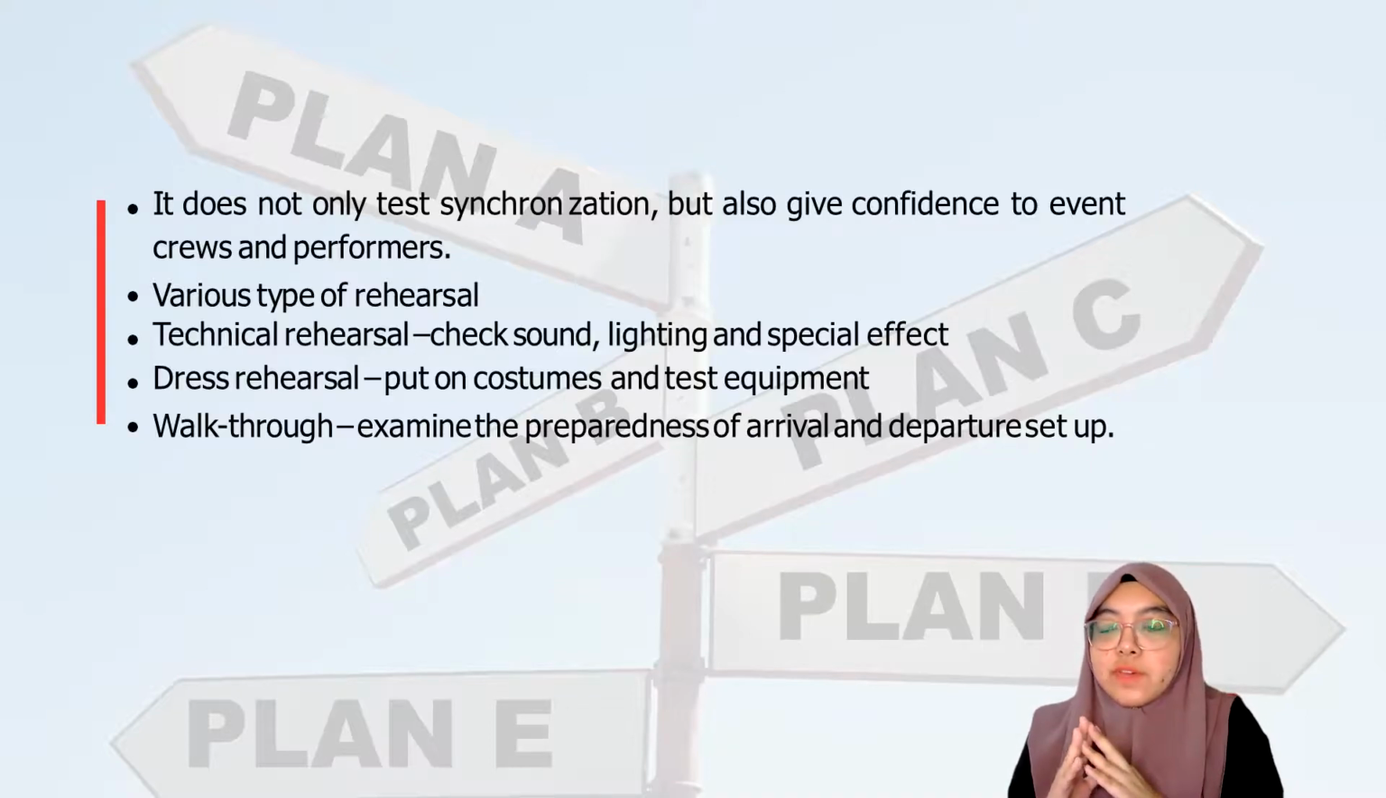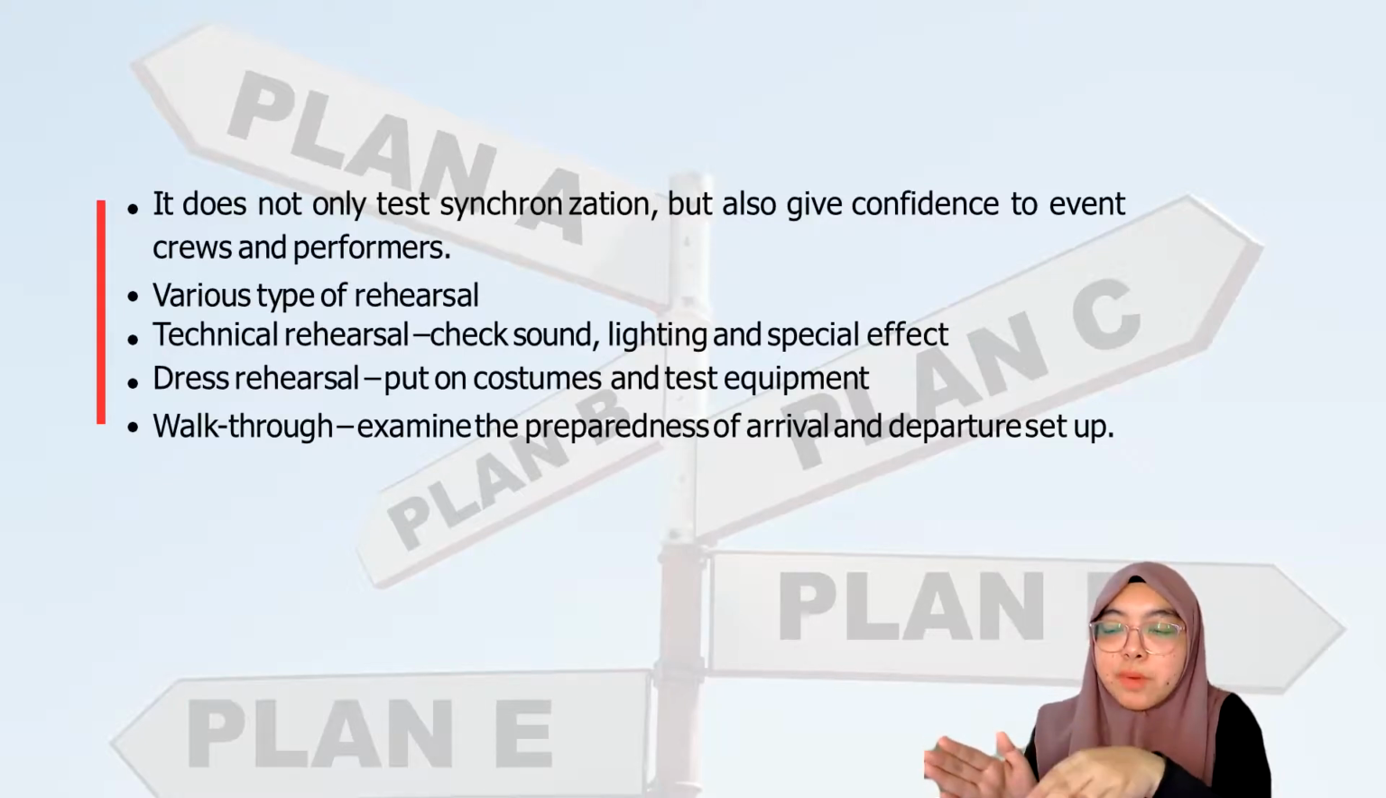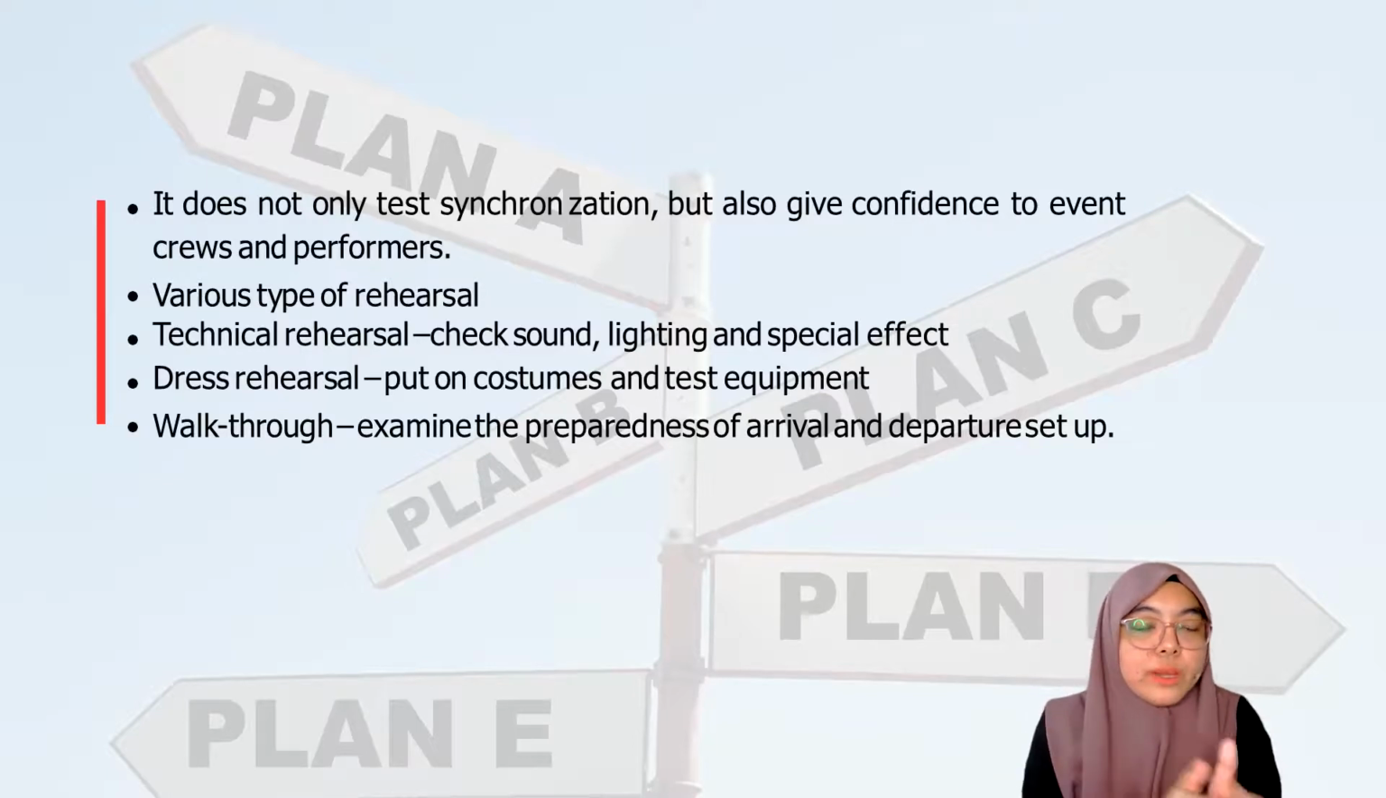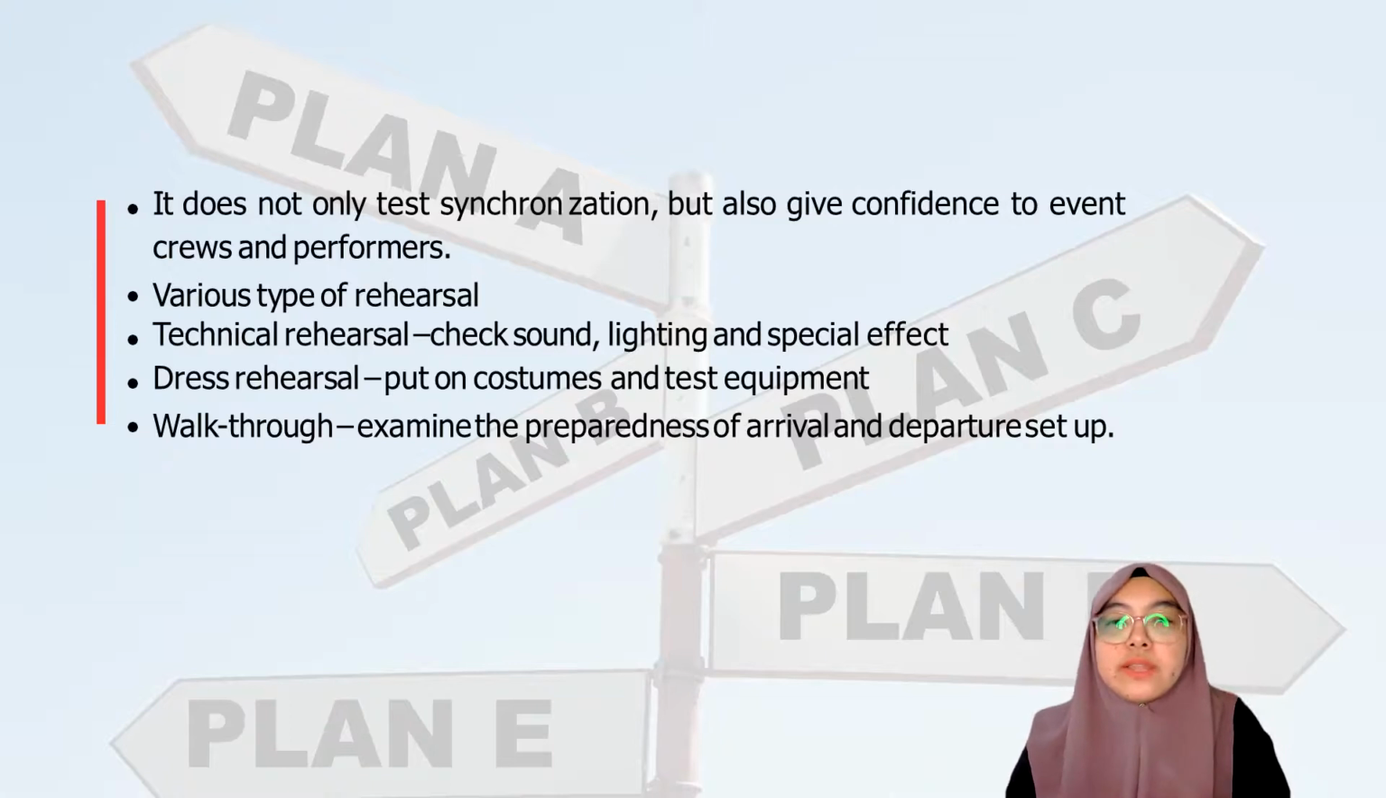If some problems in rehearsal A happen, what are the solutions? If we conduct a rehearsal B and some problems happen, what are the things that we need to resolve? Especially for the technical rehearsal, you need to have a sound check, a lighting check, and you need to check on the special effects and so on. And for dress rehearsal, you need to put on costumes and dress equipment, to check whether it is okay or not.